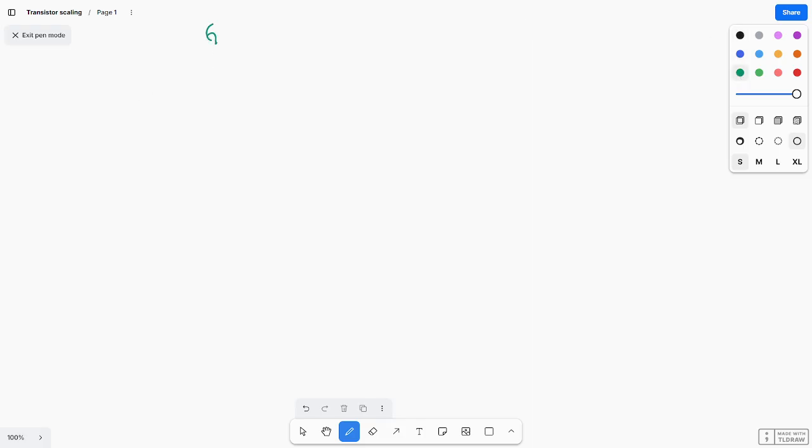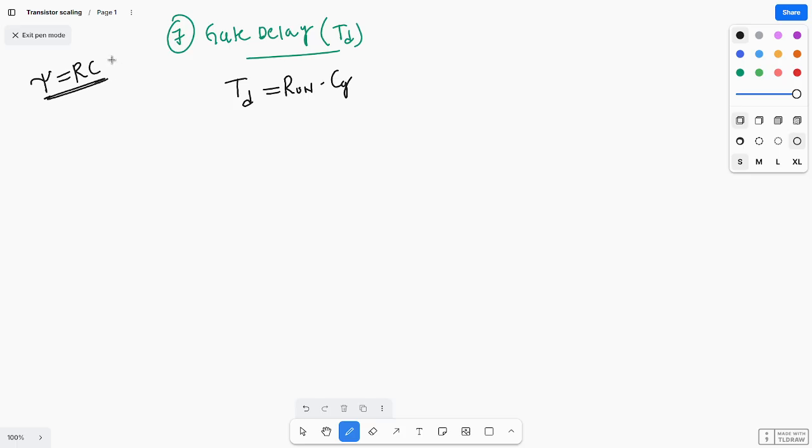Next, gate delay. This is the 7th one, gate delay. Gate delay can be tau d or td. We can consider it as tau d or td. So what is this gate delay? td equal to R on into CG. Tau is the time constant, you already studied. Tau equal to RC, no? That is nothing but RC. You already studied in your analog electronics or pulse and digital circuits. So R on into CG.